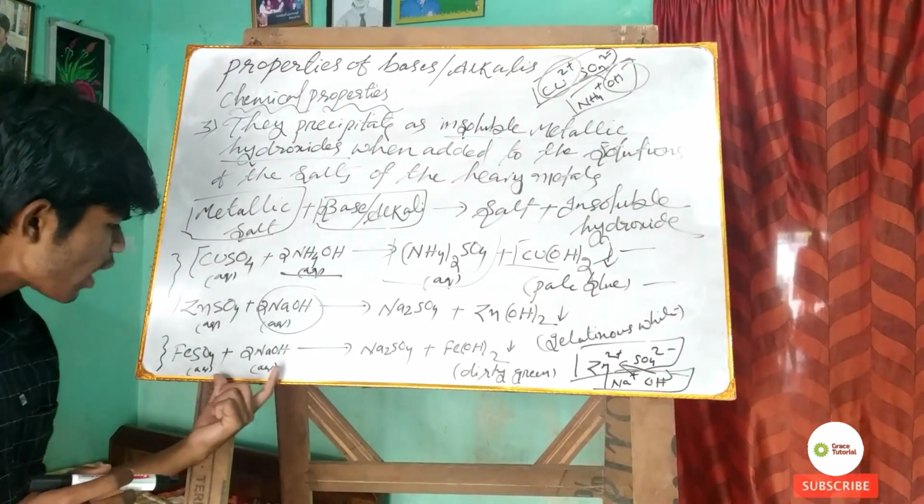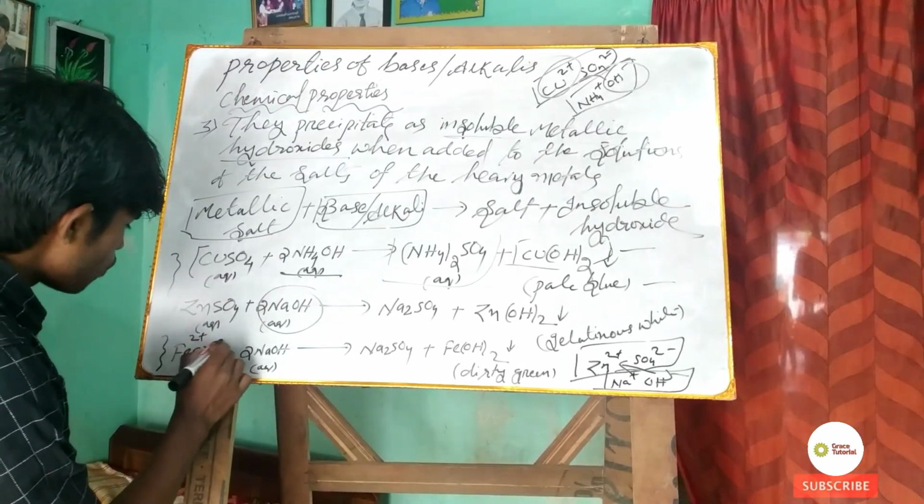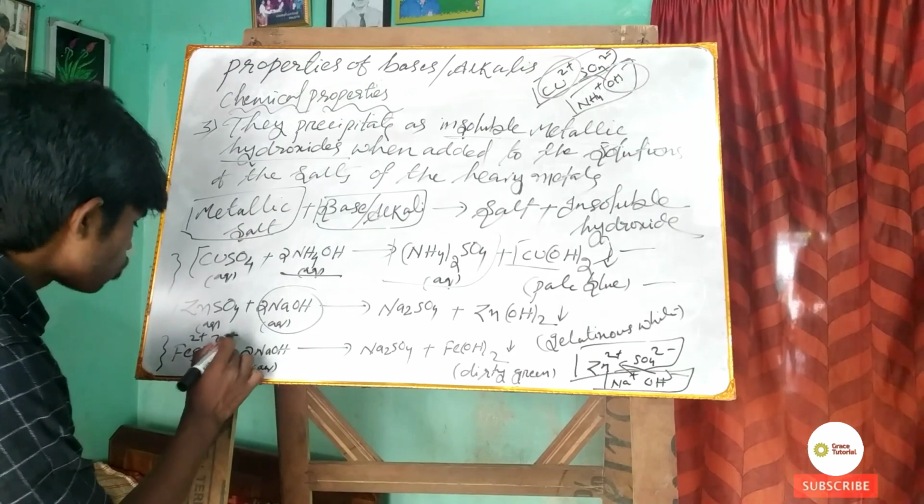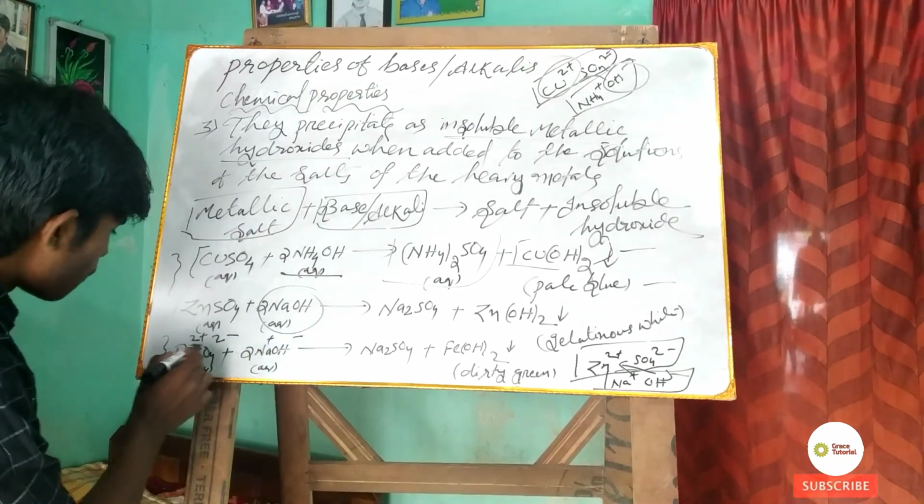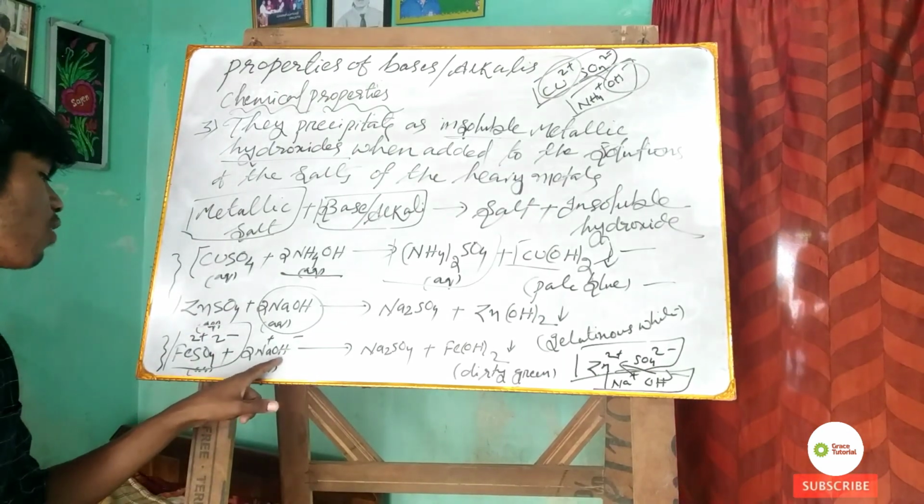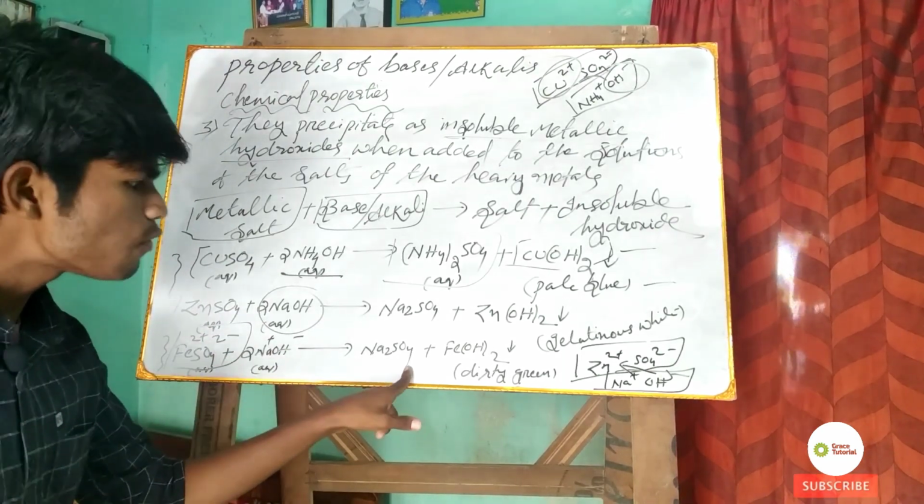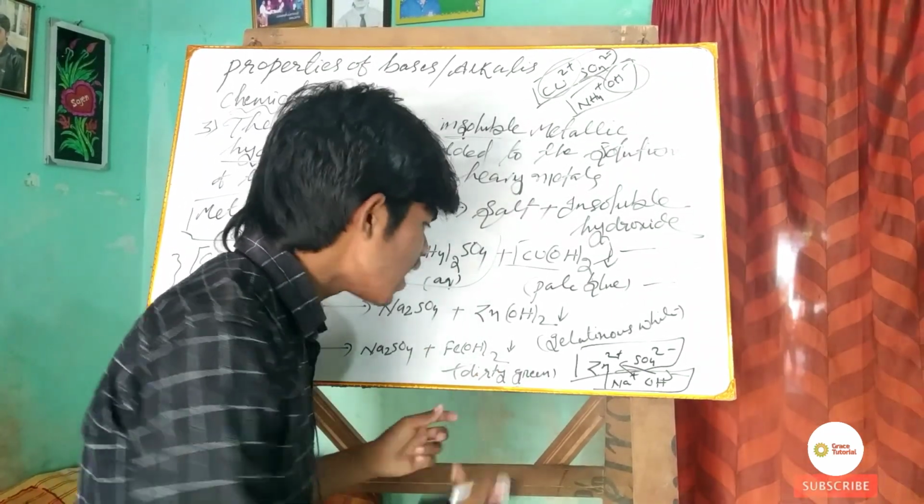Similarly, we have one more example of this reaction, that is the ferrous sulfate. When the ferrous sulfate reacts with the sodium hydroxide, the Fe2+ and SO4 2-, if you dissociate these two, you will get Na+ and OH-. So the positively charged part of this compound will react with the negatively charged part of this compound, and it forms sodium sulfate along with the ferrous hydroxide, which is dirty green in color.